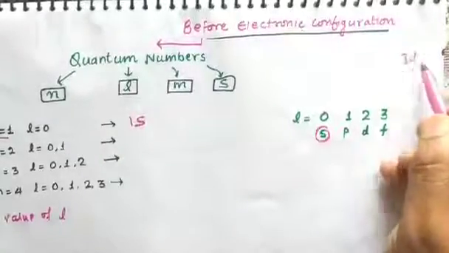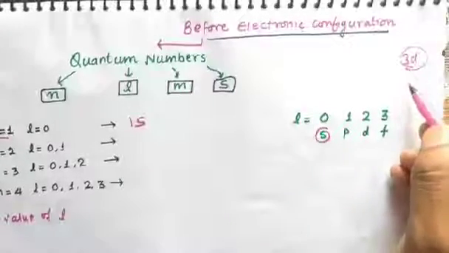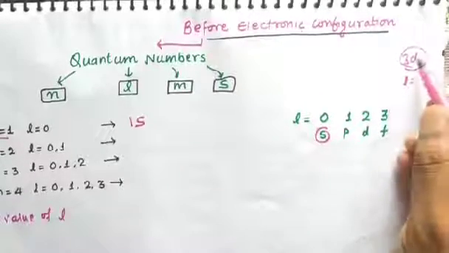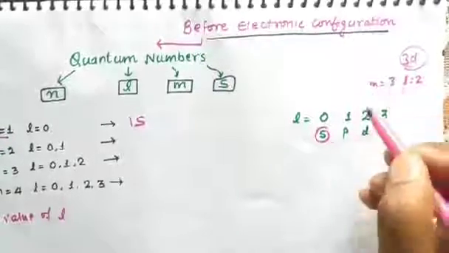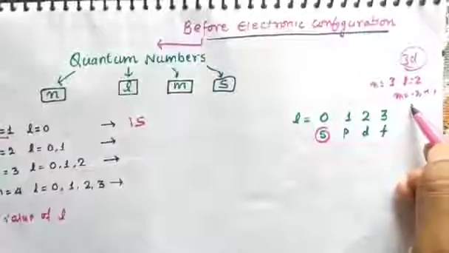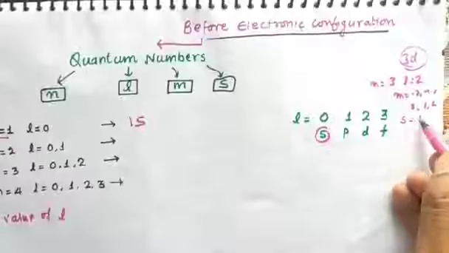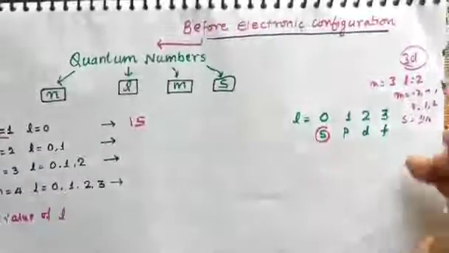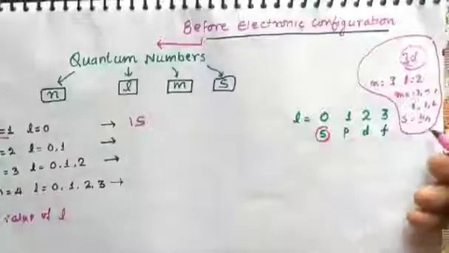So this was the question: write all the quantum numbers for 3d orbitals. As you know, 3d, so l is equal to what? s, p, d, so d is 2, and n is equal to 3. If l is equal to 2, then m is equal to -2, -1, 0, +1 and +2, and s will be plus or minus half. Okay, so this was the question, and most of the students have made it correct.